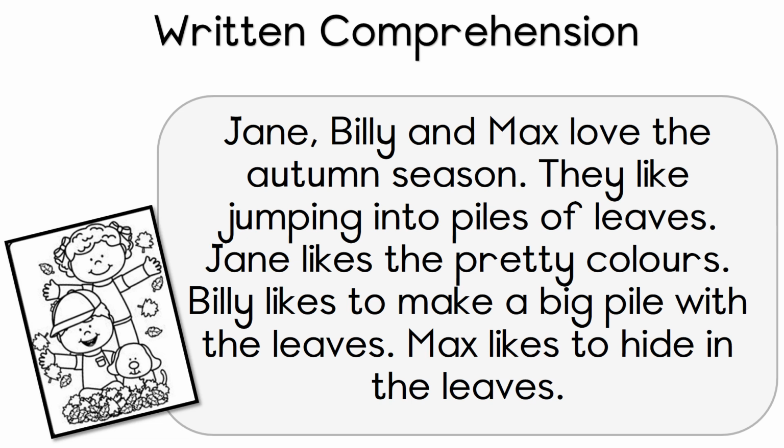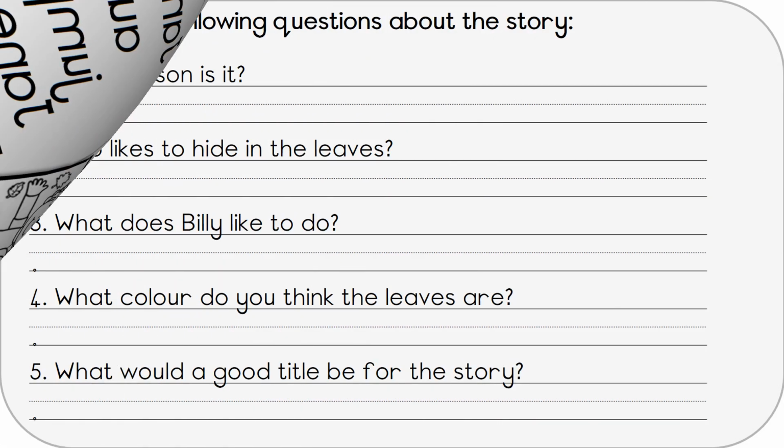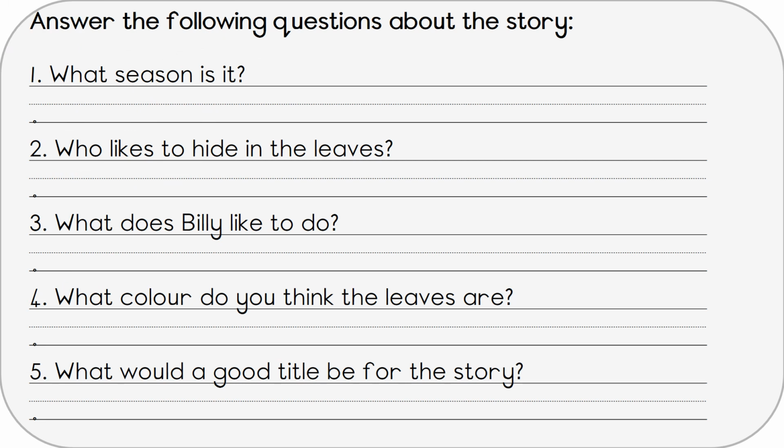So this one says the following. Jane, Billy, and Max love the autumn season. They like jumping into piles of leaves. Jane likes the pretty colors. Billy likes to make a big pile with the leaves. Max likes to hide in the leaves.